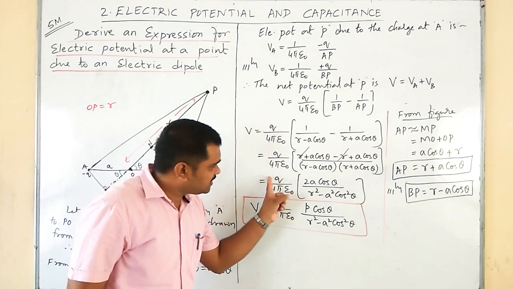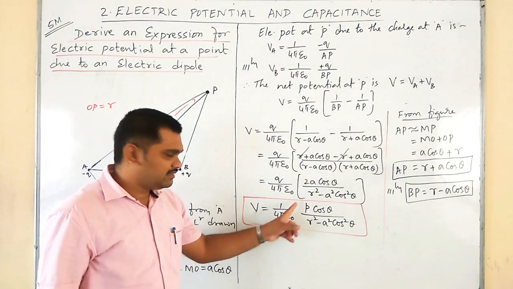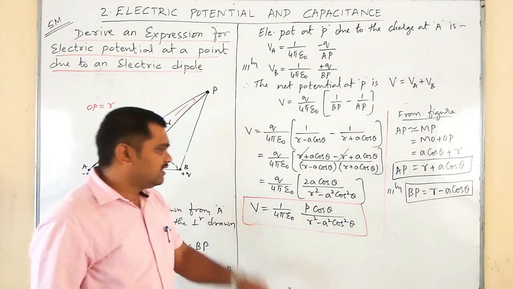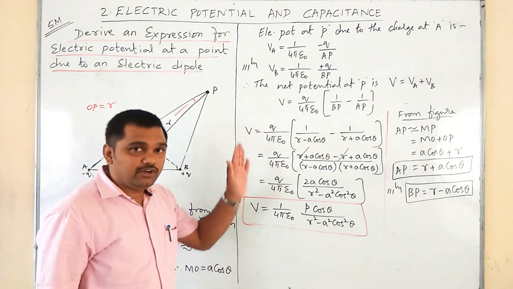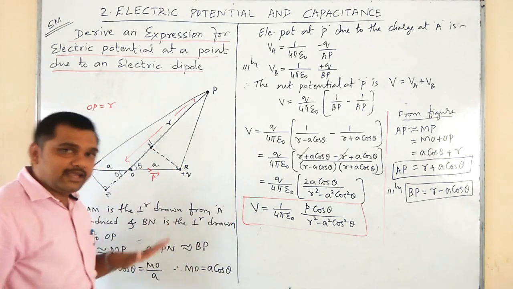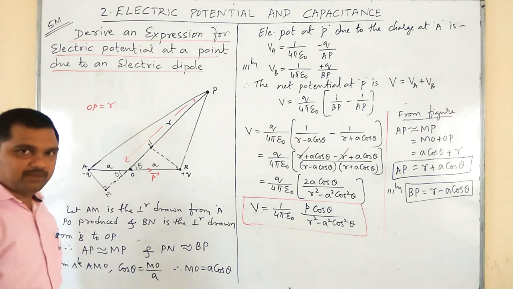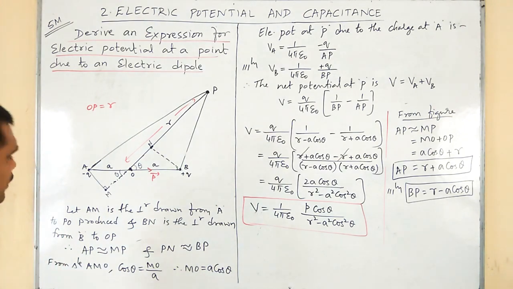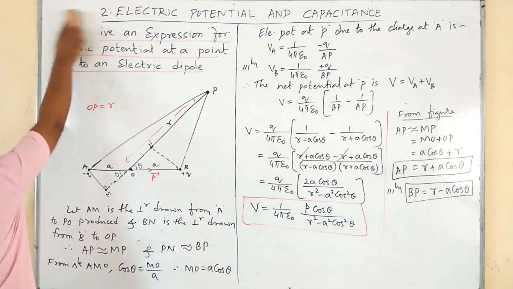Next, substitute their values and simplify to get finally this equation. In place of Q into 2A, I have considered small p. So this is the expression for electric potential at a point due to an electric dipole. Very important question for 5 marks. Now let us discuss a few special cases here.